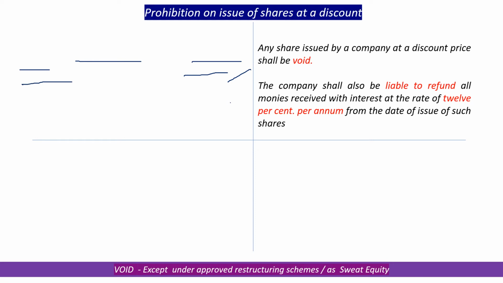And what if a company proceeds and issues shares at a discount? The transaction will be void and any money received by the company has to be refunded with interest of 12% per annum from the date of issue of such shares. It means the decision of issue doesn't stand the test of law and it has to be refunded, and the transaction is void. It doesn't exist.